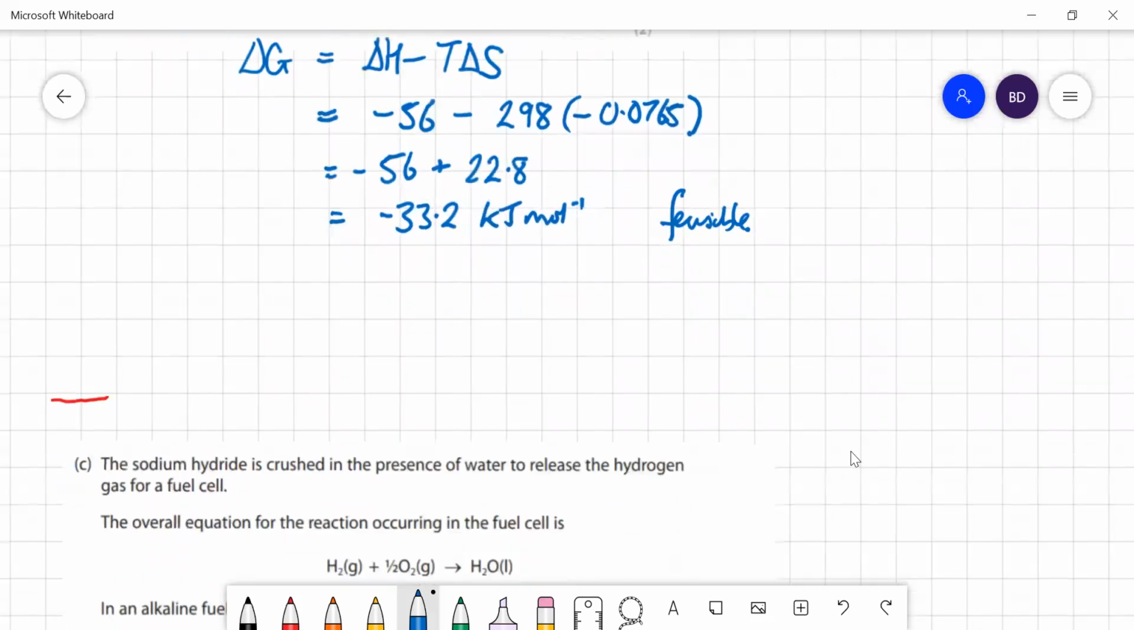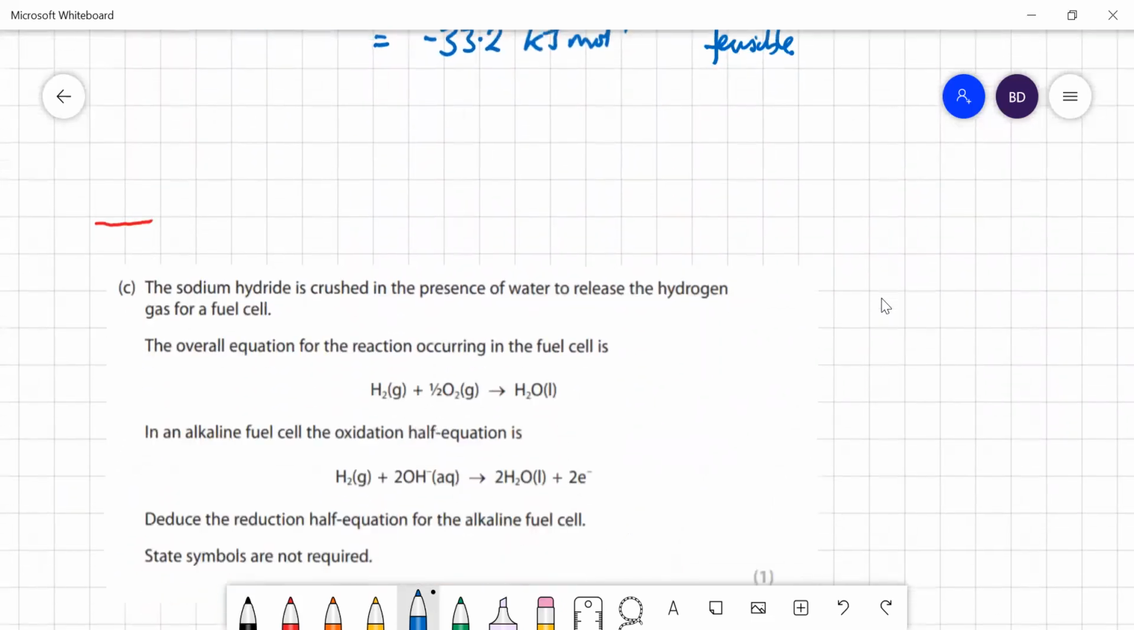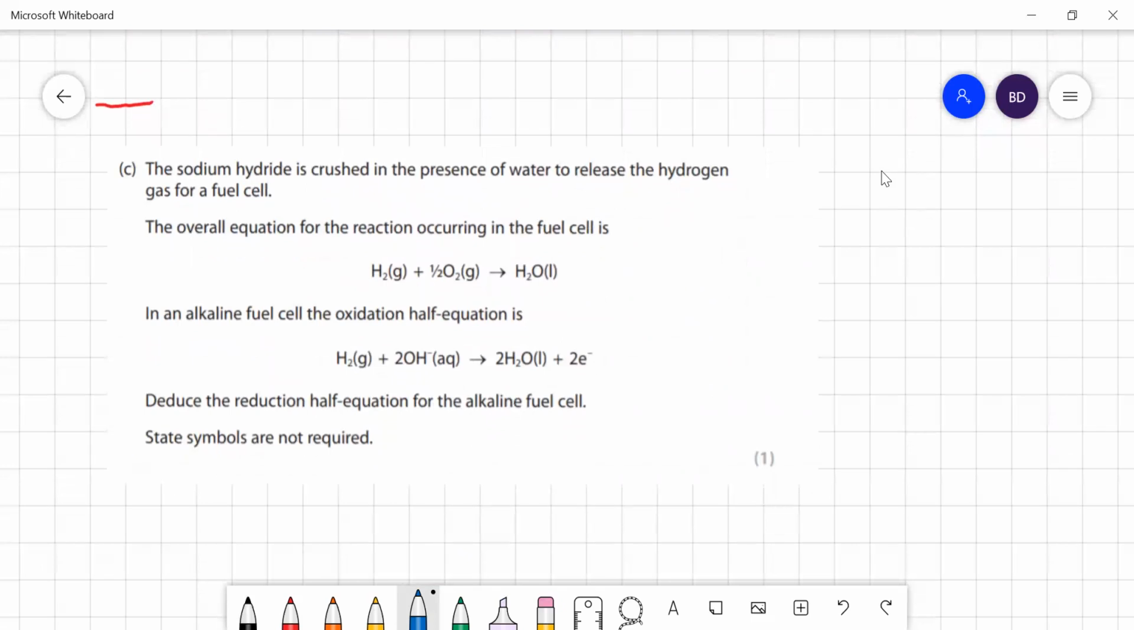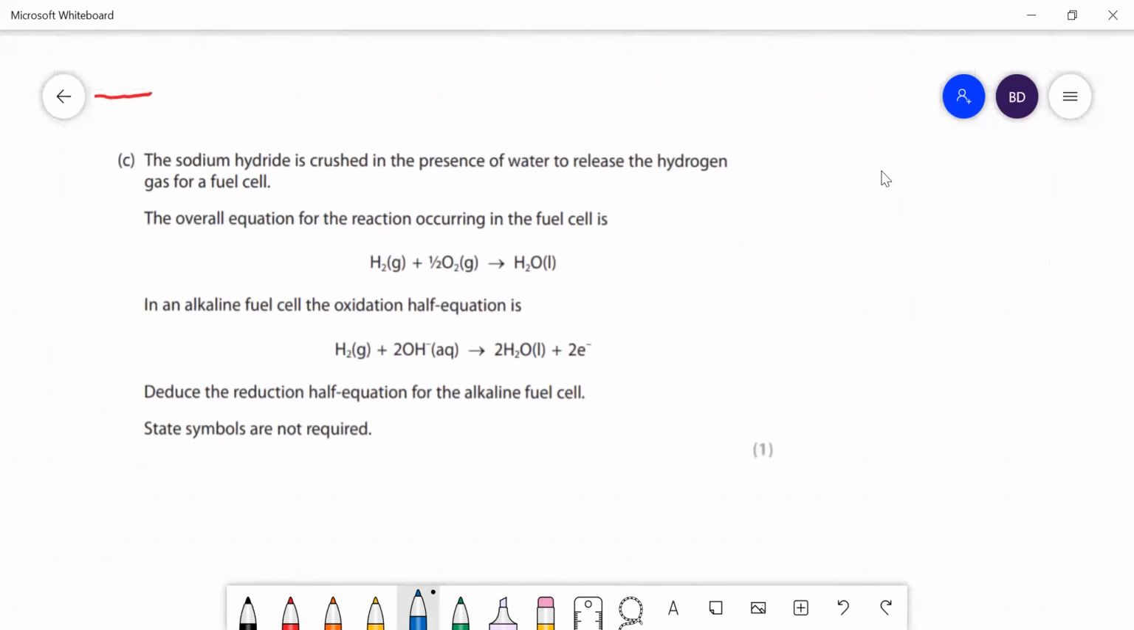Right, the sodium hydride is crushed in the presence of water to release the hydrogen gas for a fuel cell. So this is not talking about sodium hydride really now, it's talking about the hydrogen fuel cell. The equation occurring in the hydrogen fuel cell is simply hydrogen combining with oxygen to form water. In an alkaline fuel cell, the oxidation half equation, losing the electrons, is that. So we've got to deduce the reduction half equation. Which element is being oxidized here? Well, it's hydrogen, because that's going from 0 to oxidation number +1 in water.